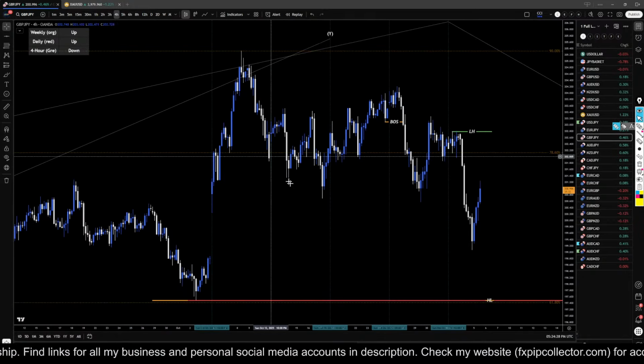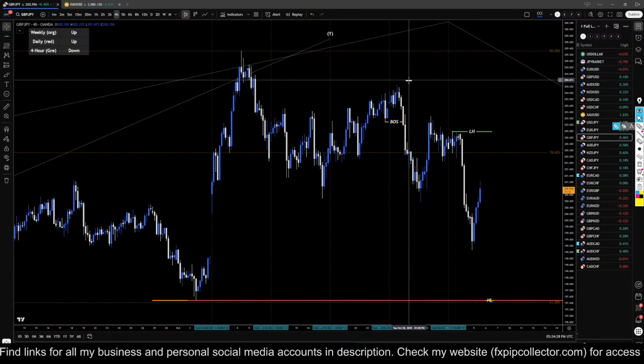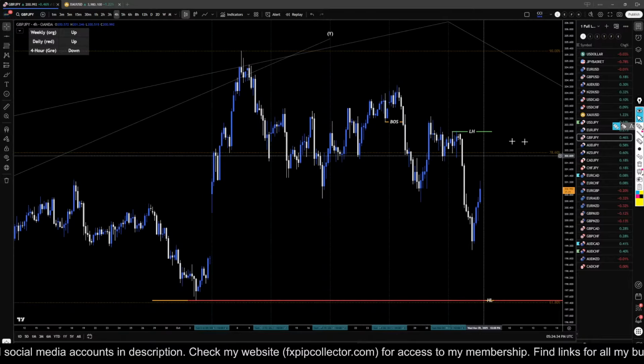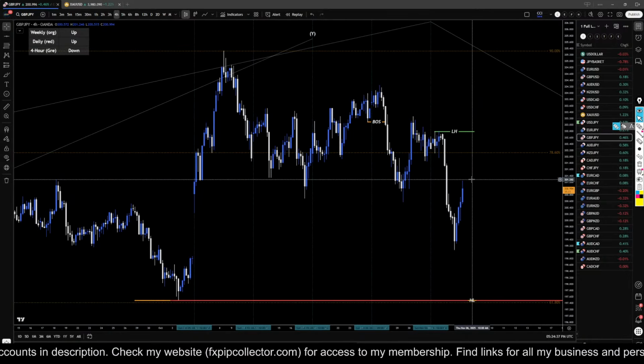One person would be like, oh, this is an ABC with a flat in the middle. Somebody else would be like, this is a WXY. Somebody else would be like, oh, this is an ABCDE. And it's just so discretionary. And in my opinion, that's the problem with Elliott Wave.